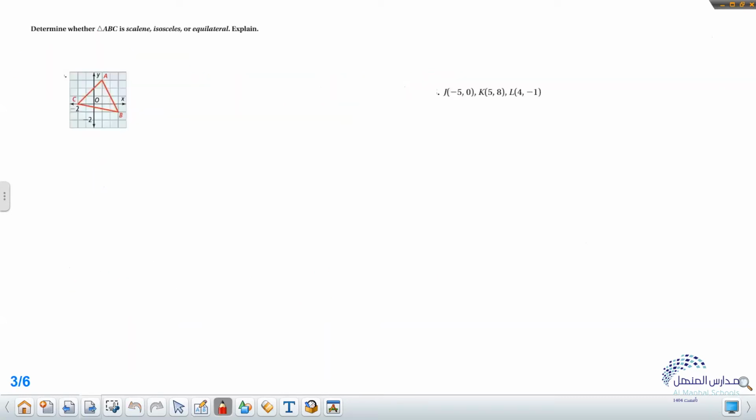Number one, determine whether triangle ABC is scalene, isosceles, or equilateral. Okay, first, remember what's the difference between them. Scalene triangle has three unequal sides. Isosceles has two equal sides, but equilateral has three equal sides. So I want to find the length of each side, AB, BC, and AC. But first, mention the coordinates of each.